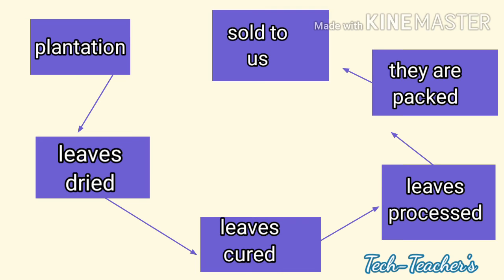So, see here. First, plantation. Leaves dried, leaves cut, leaves processed. They are packed and finally sold.